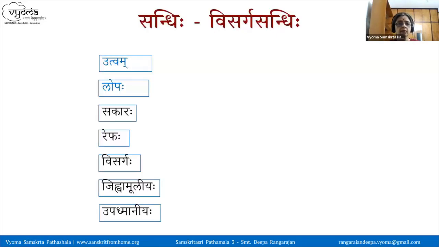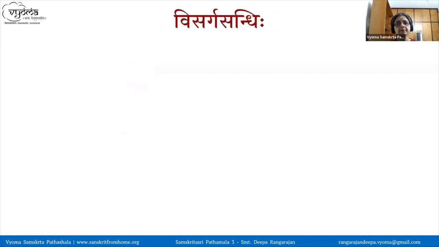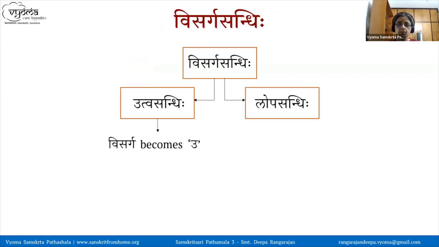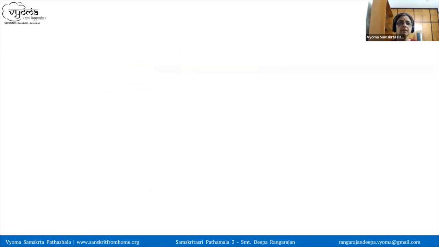So these are the changes that visarga can undergo, but we are going to look at only two visarga modifications, which are uttva and lopa in this Pathamala 3. So visarga sandhi can either be an uttva sandhi or a lopa sandhi. For now, we are going to see only these two. So visarga becomes ukara, then it is called uttva sandhi. Visarga elides, or disappears, then it is called a lopa sandhi.